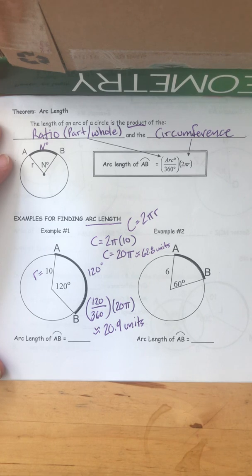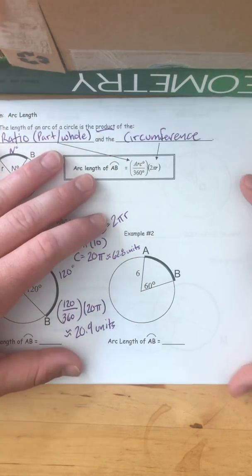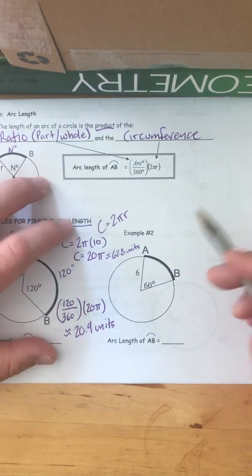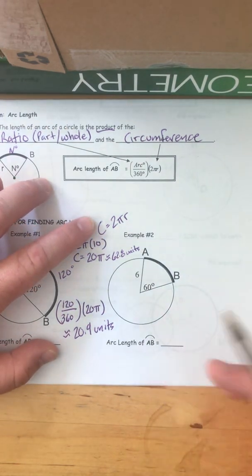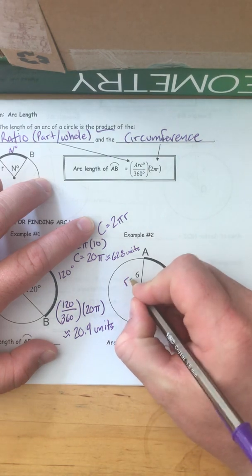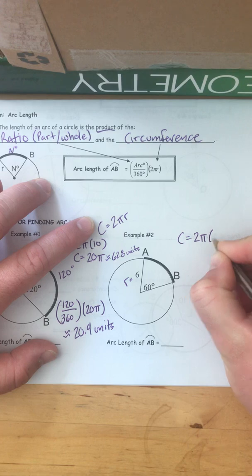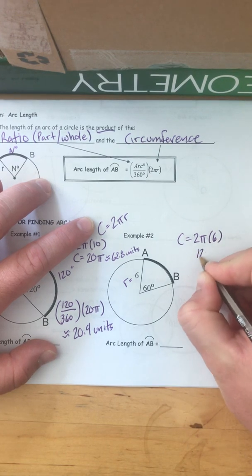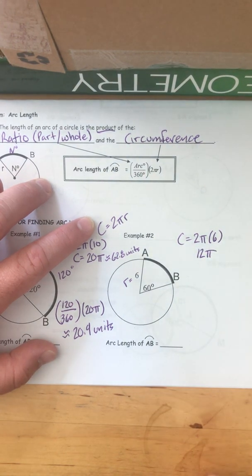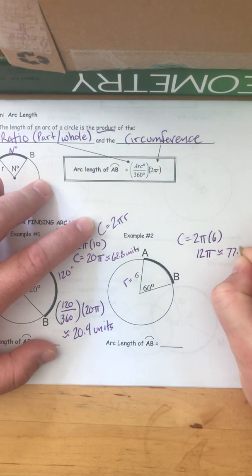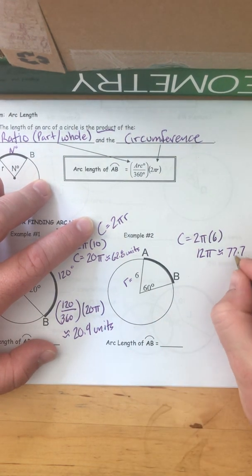Okay, now that you've had a moment to work this one out, let's see if you did it correctly, all right? So same process here. We're still looking for arc length, so we're going to start with the circumference, 2 pi r, all right? R here in this example is 6, so C equals 2 pi times my radius, which is 6. This will give me 12 pi, okay? Now the decimal for 12 pi is approximately 37.7 units, all right?